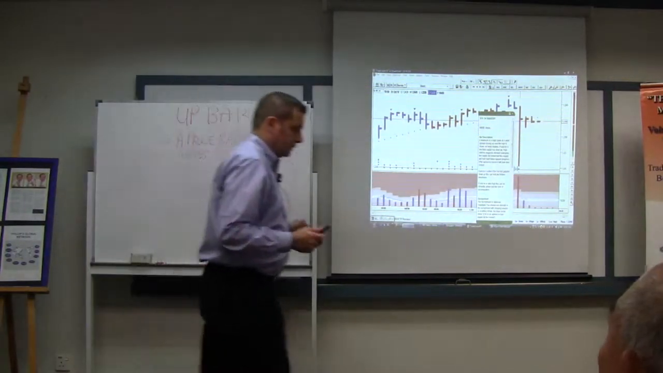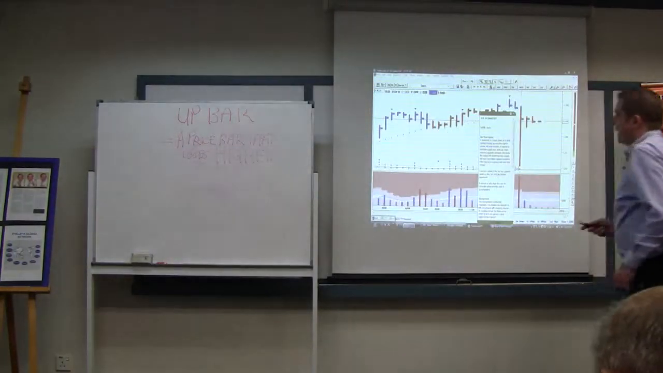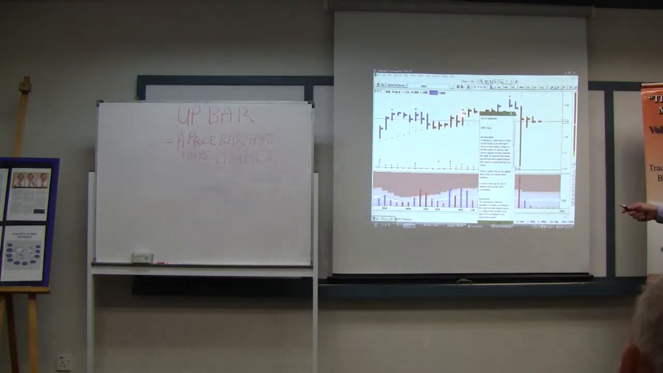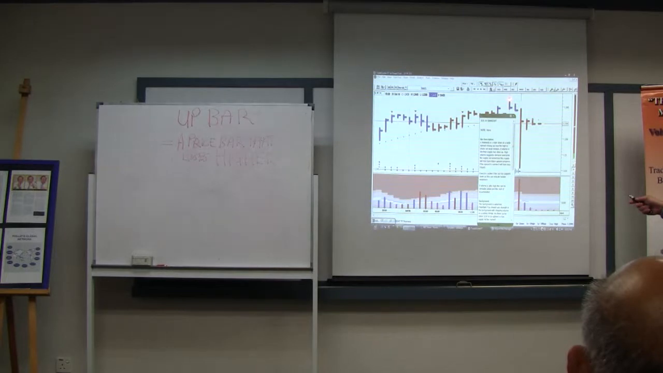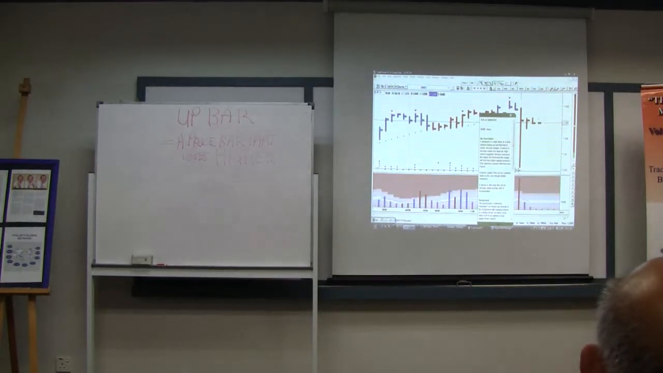Right, let's have a recap. An up bar is a price bar that closes higher. Correct, we call it an up bar. Remember we taught you yesterday, weakness appears on up bars. Notice before this decline here, we get a sign of weakness because it's on an up bar.